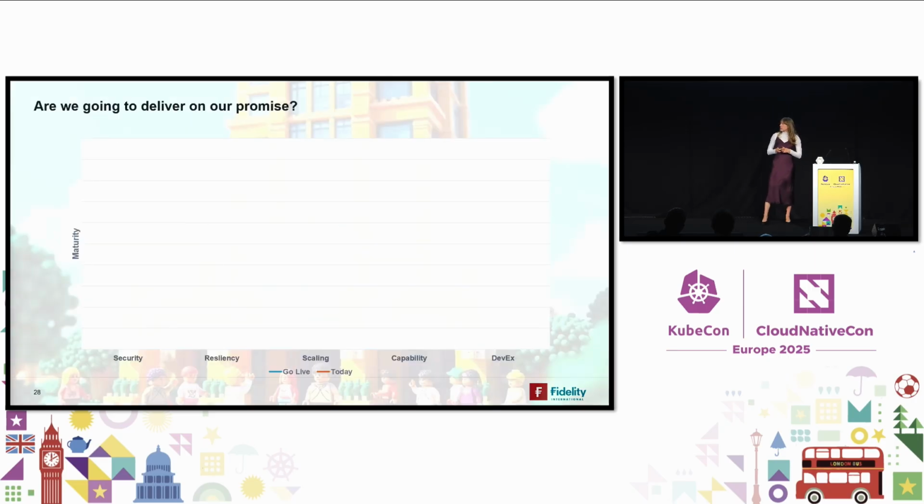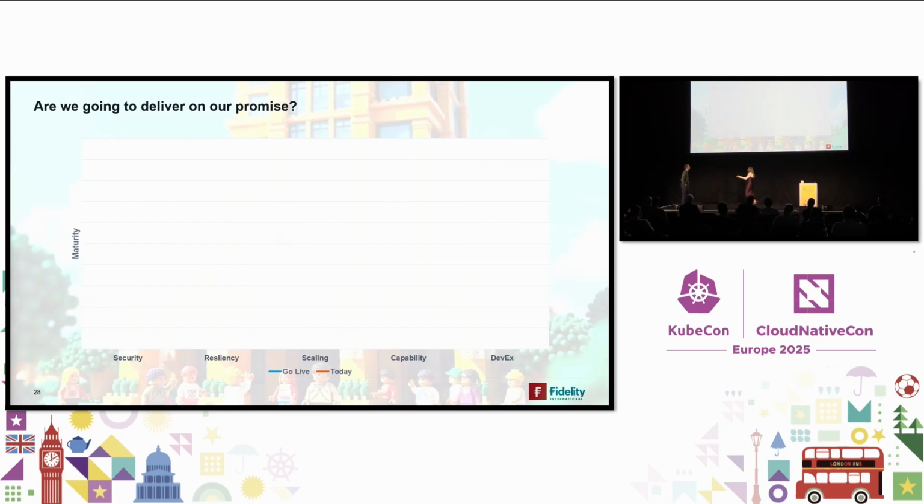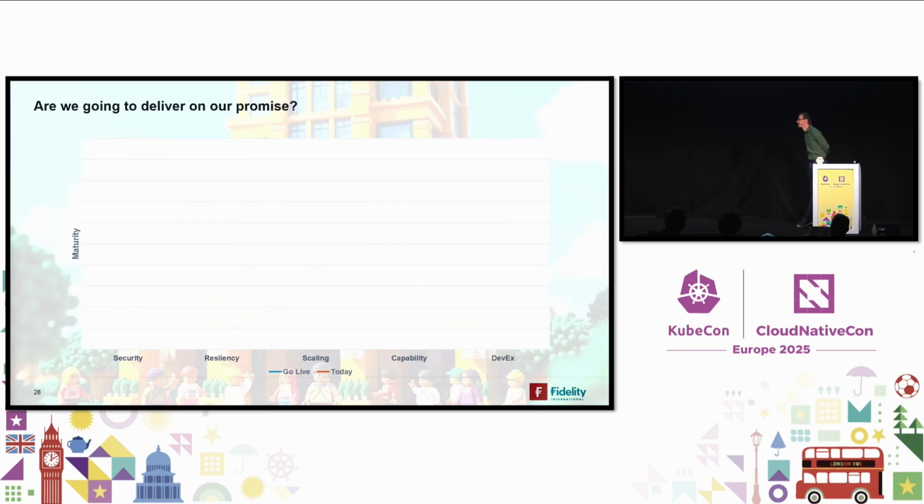Right, I think, Dean, you want to ask me if we're going to deliver on our promise. So, Rachel, are we going to deliver on our promise of that 5-star hotel for our customers? Wow, that's a good question. Let's get into it.